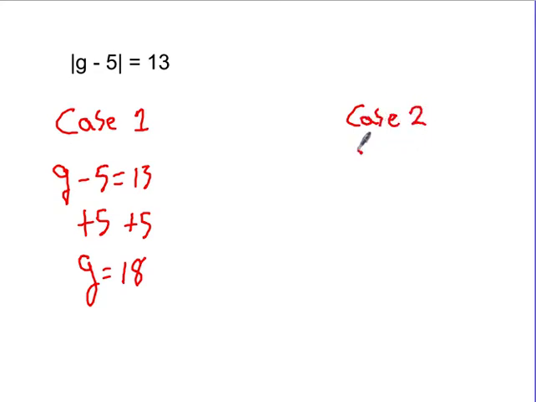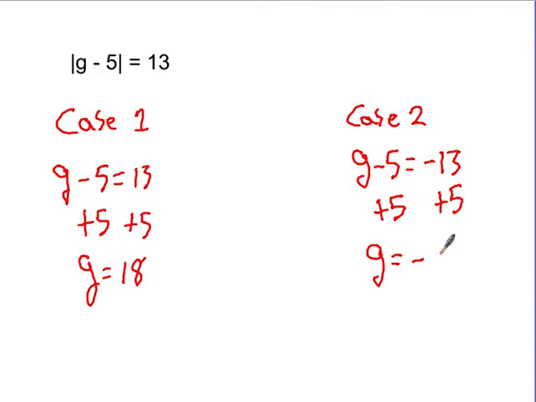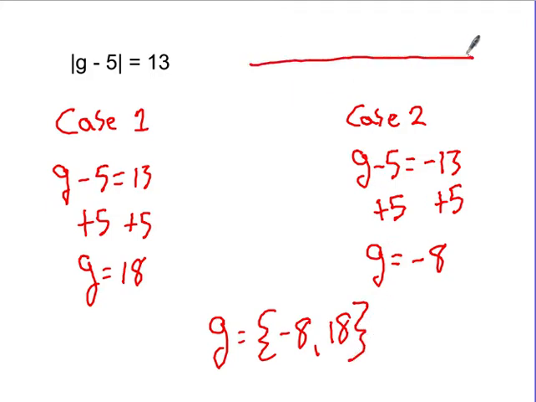Case 2, G minus 5 equals negative 13. Add 5, so G equals negative 8. Solution set, negative 8 comma 18. Number line, negative 8, 18, 0 would be somewhere in there maybe.